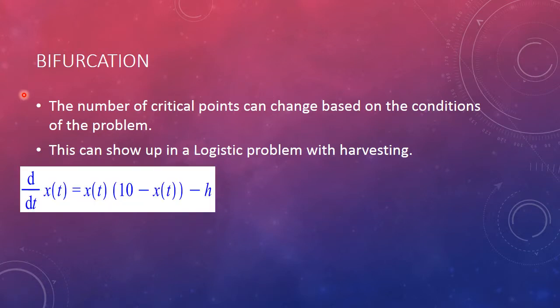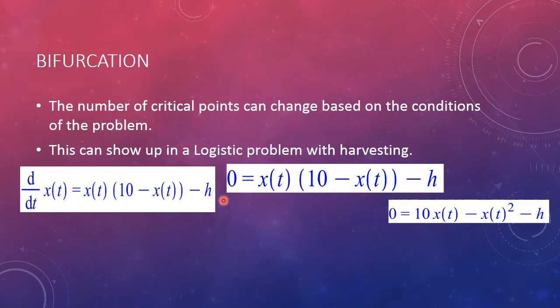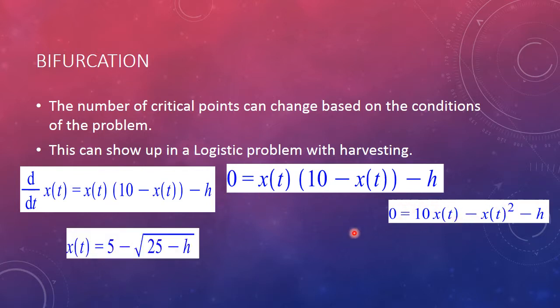So here, let's show an example. Here is a logistic equation right here. You got some population x times 10 minus x, where 10 is the carrying capacity of this population, but I'm removing a set population h every time period. Okay, so if we find the critical points of this system, we set the differential equation equal to 0, and then I get this quadratic equation here that I can solve for its roots, and I get these roots.